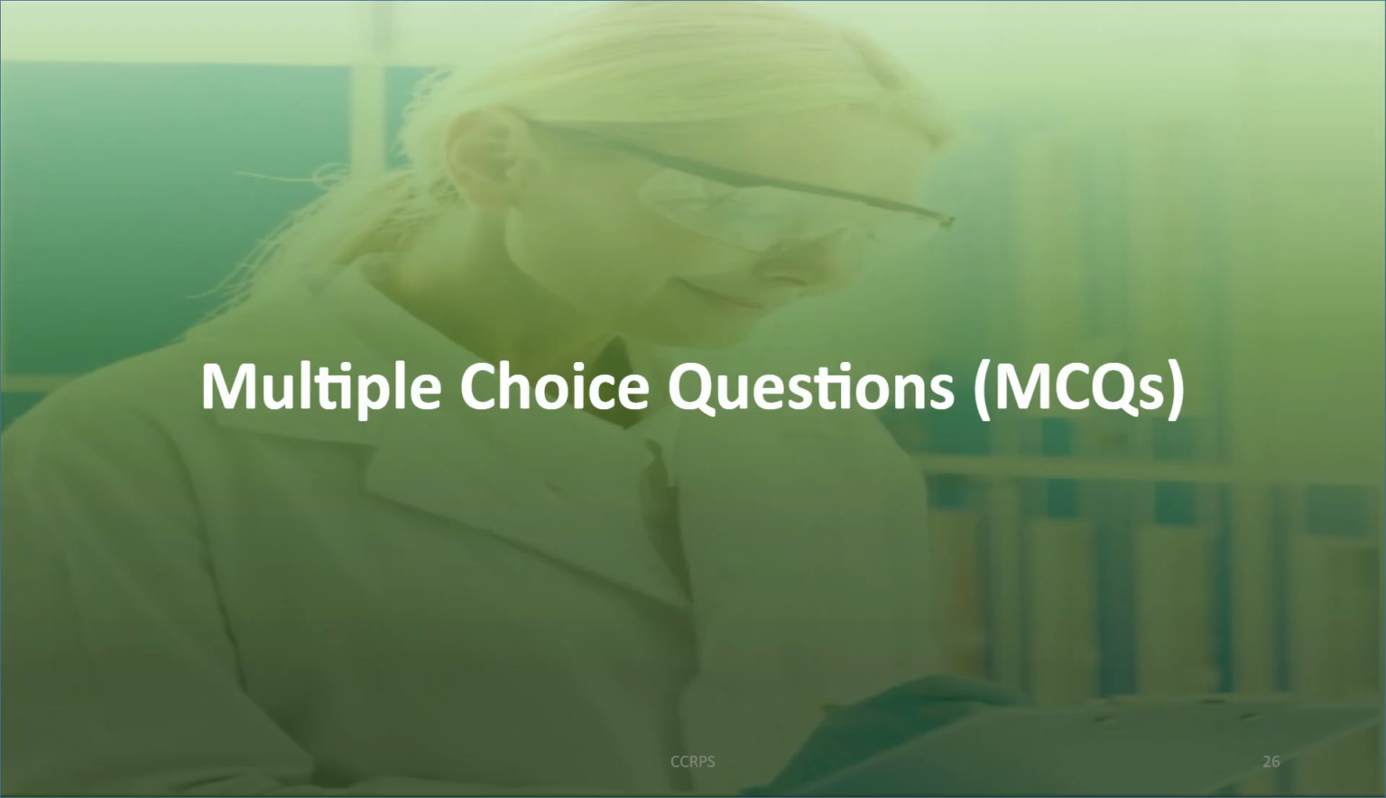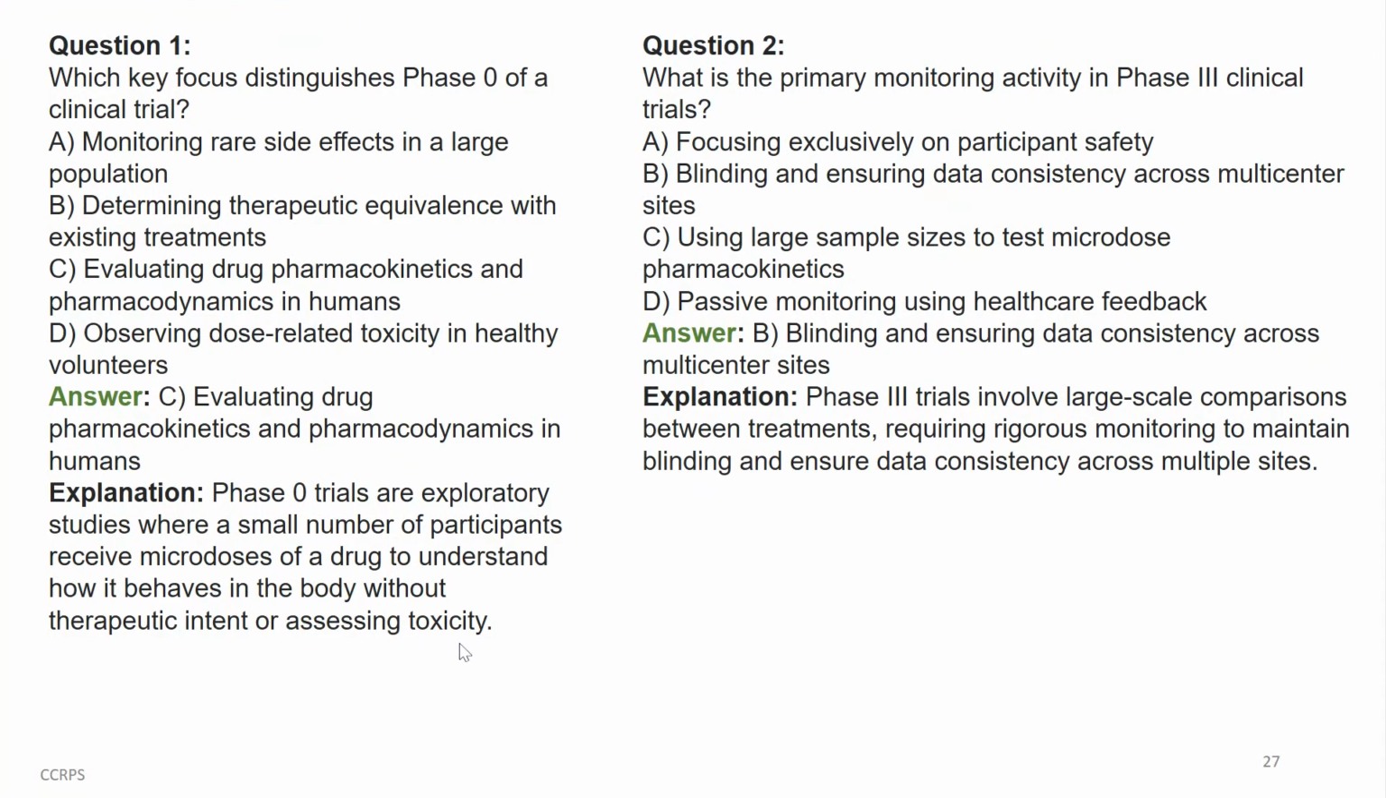And next we'll come to some multiple choice questions, MCQs. We'll start with the question: which key focus distinguishes phase 0 of a clinical trial? Is it A, monitoring rare side effects in a large population? And A would be phase 4, post-marketing monitoring or surveillance.